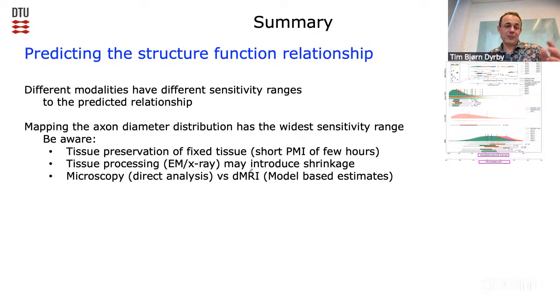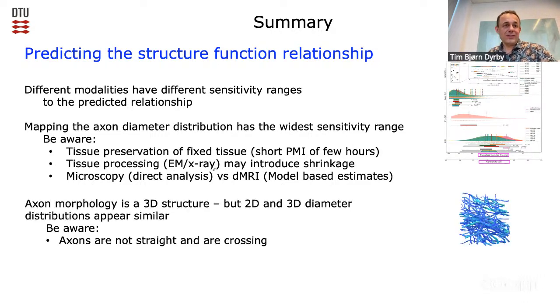So that needs to be compared, and also needs to be adjusted for when we are comparing with the latencies that we are measuring. What we also need to be aware of is that microscopy is a direct analysis. We see structures directly, whereas MRI is a model-based estimate. So we also need to be aware of the different ranges of axon diameters that these two metrics are actually measuring.